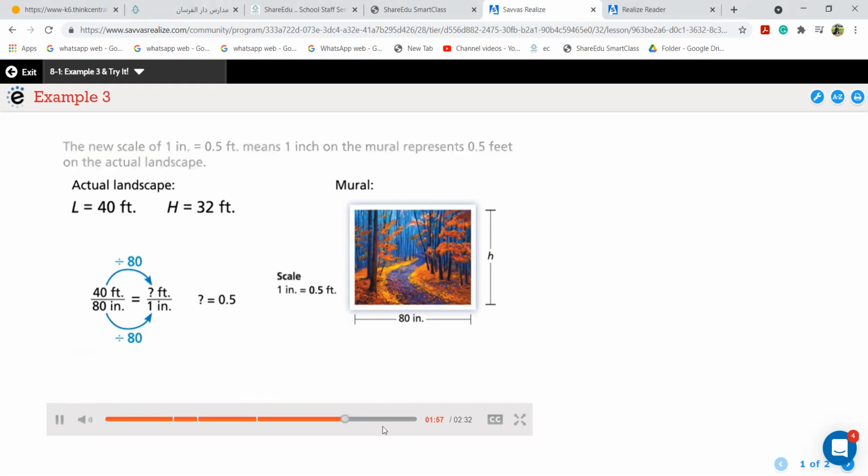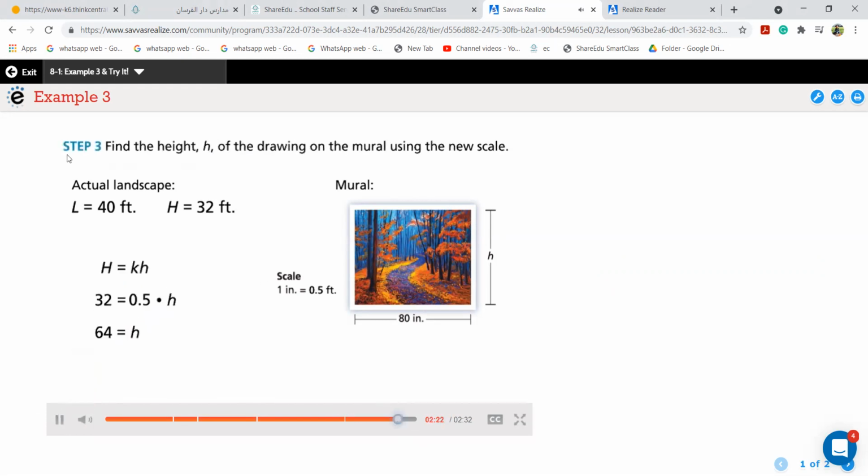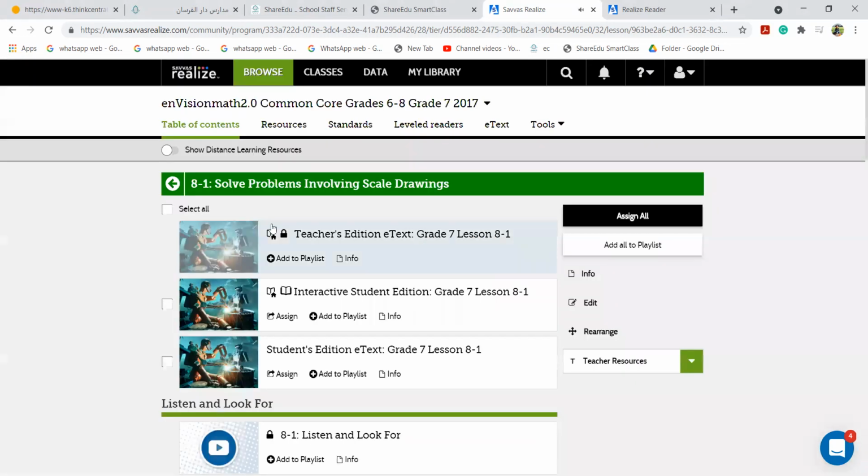Again, girls, this one is the toughest. Now the dimensions. I will directly go to try it after this.